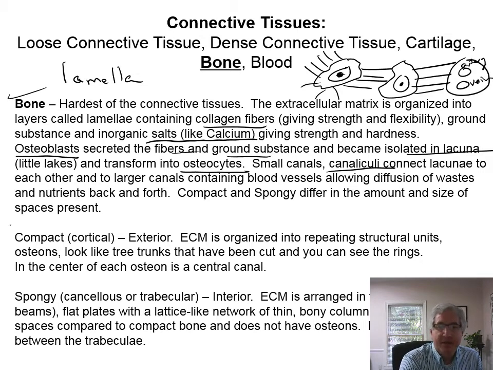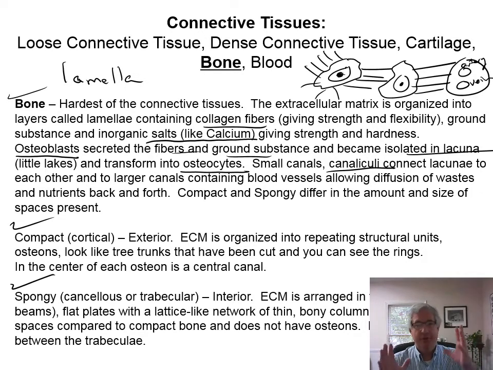And there's 2 types of bone. There's compact bone and there's spongy bone. Compact bone, as you might expect, is compact, and so it doesn't have a whole lot of space in it. The bone is very solid. It's also called cortical bone because it is on the exterior of bones, and the extracellular matrix is organized into repeating structural units.